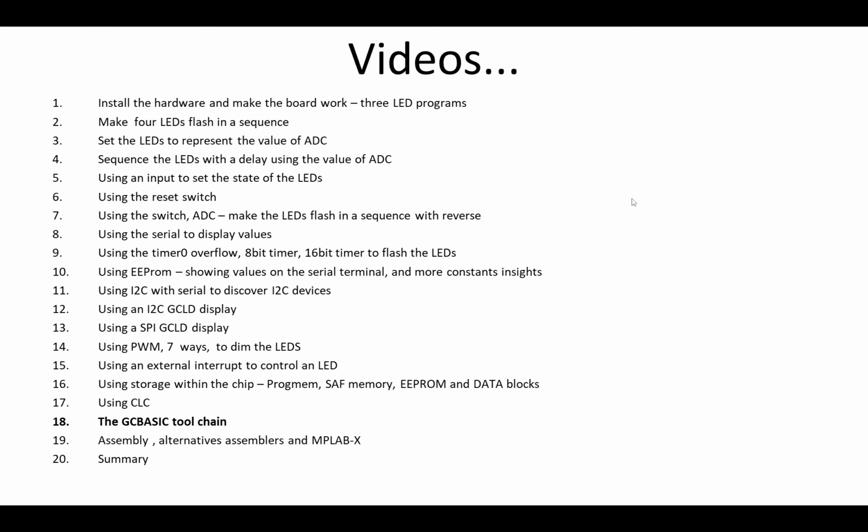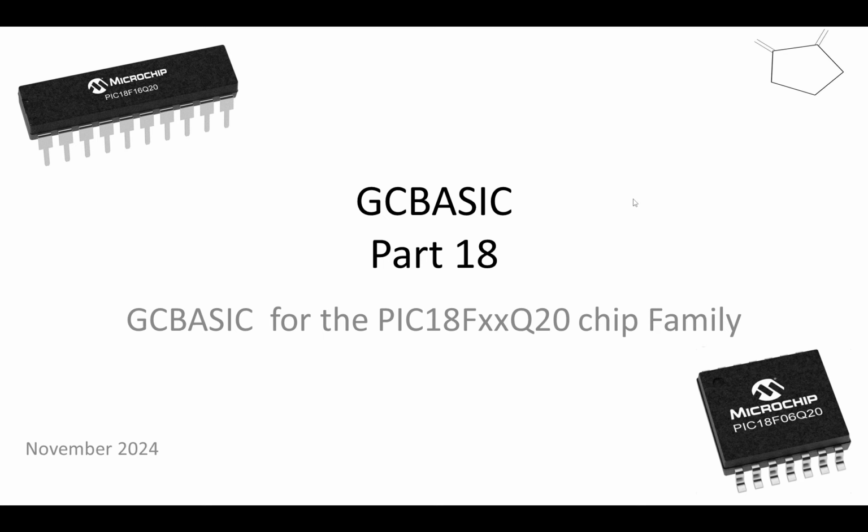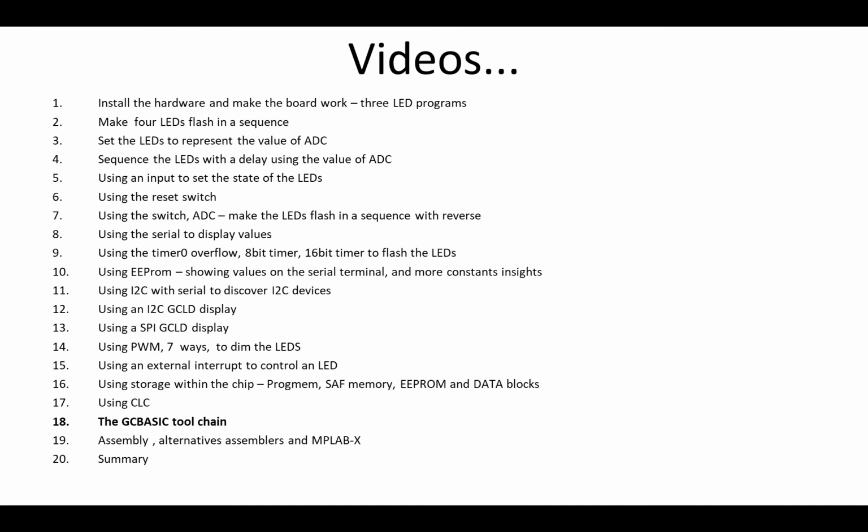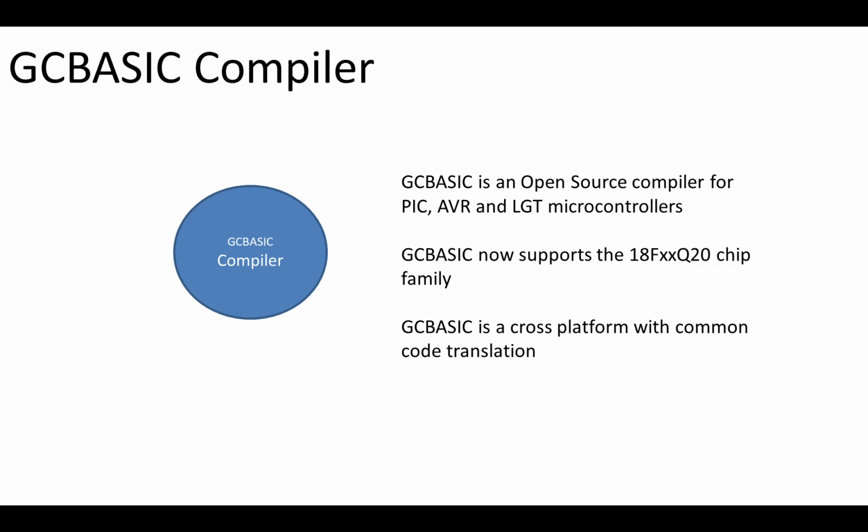So this is focusing on the toolchain. Did I say that at the beginning? Not really, but it's focusing on the toolchain to get everybody up to speed. So GCBASIC is an open source compiler for PICs, AVRs, AVR-DXs, etc. The common theme is for all 8-bit. It now supports Q20 and many others, obviously, but this is focused on Q20. And GCBASIC is cross-platform with common code translation, and we'll look at some of that.